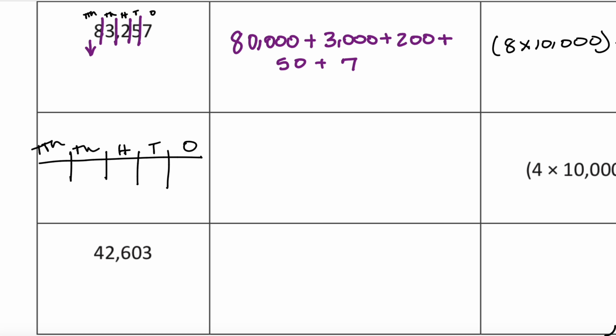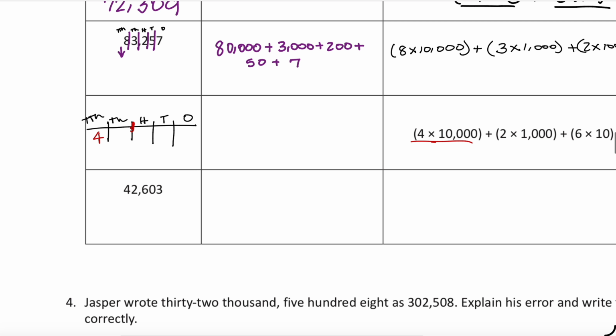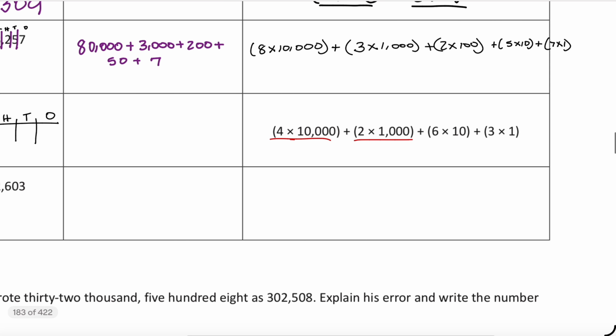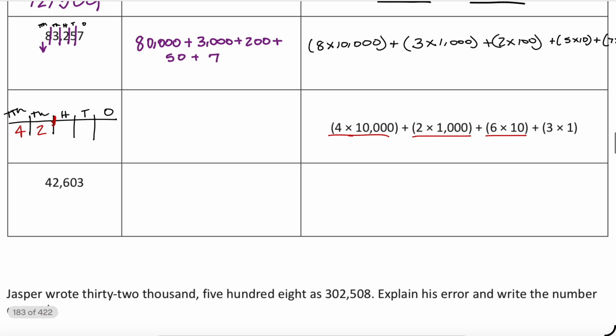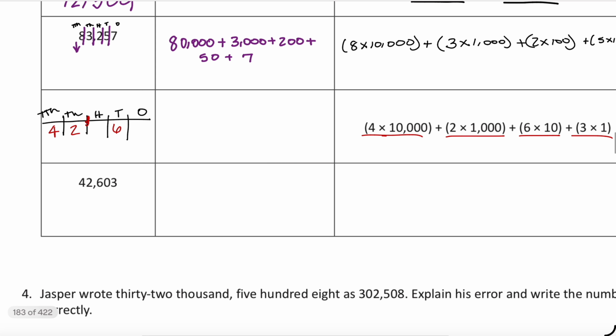Alrighty. What place is the 4 in? The 4 is in the 10,000s place. I'm going to put the 4 here. Don't forget your comma. What place is the 2 in? The thousands place. So I'm going to put the 2 in the thousands place. Don't forget your comma right after the 2. What place is the 6 in? 6 is in the tens place. And then what place is the 3 in? It is simply in the ones place.